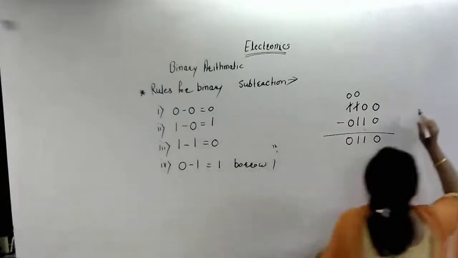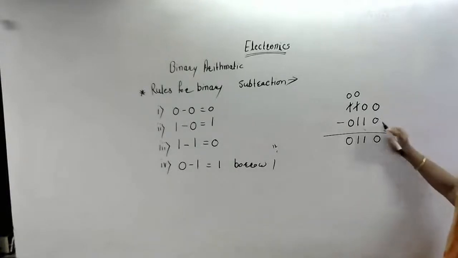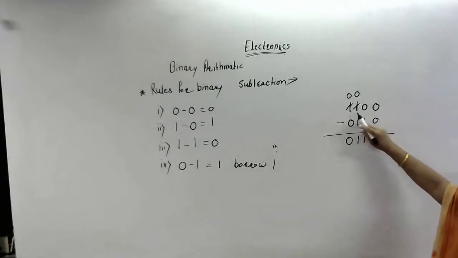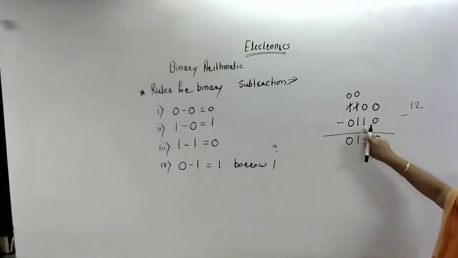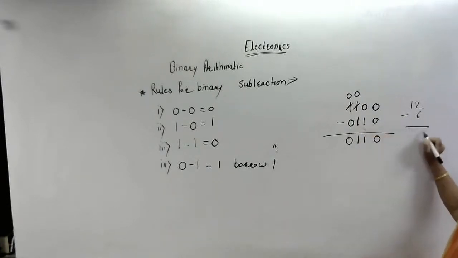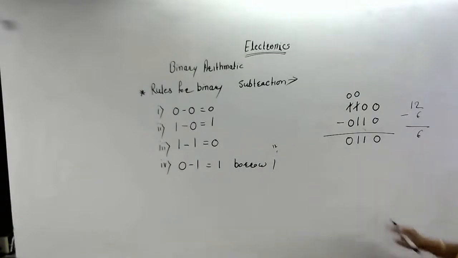Now we try to tally this subtraction by the decimal number system. Here 8 plus 4 is 12, minus here your 4 plus 2 is 6. Your answer should be 6, and this one is the right answer.